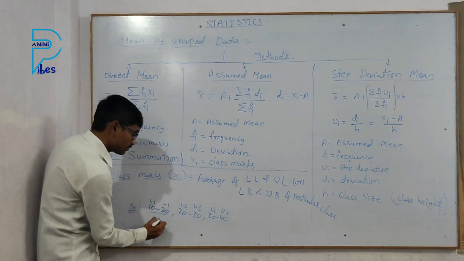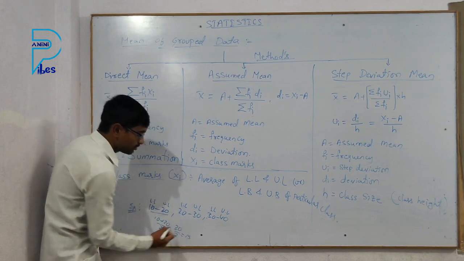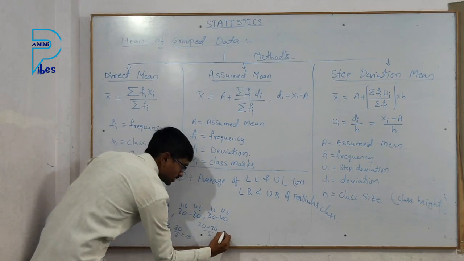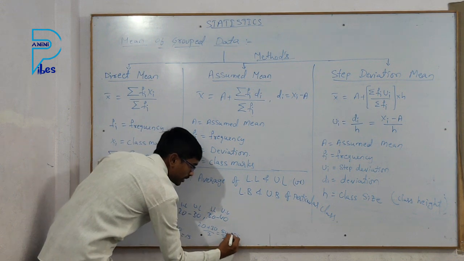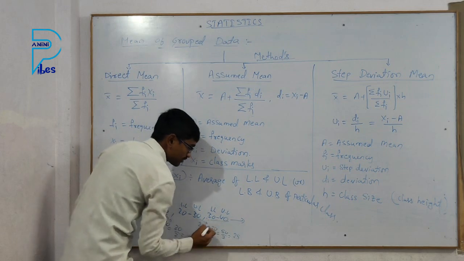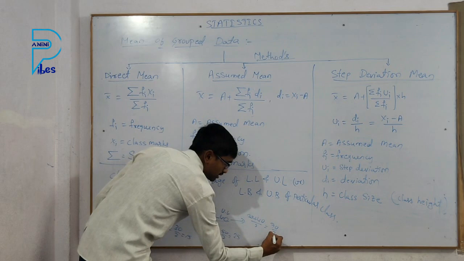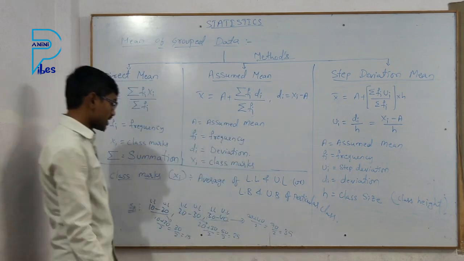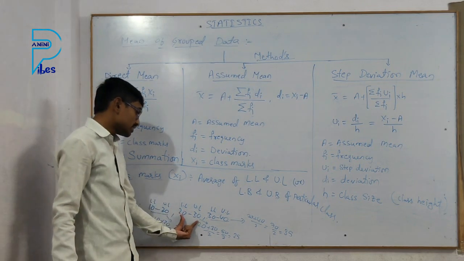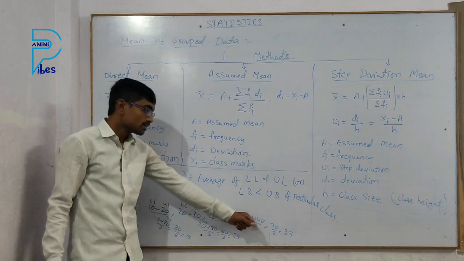So average, 10 plus 20 divided by 2. So 30 divided by 2, I will be getting 15. Here 20 plus 30 divided by 2, that is 50 divided by 2. So I will get 25. And for this I am getting 30 plus 40 divided by 2, that is 70 divided by 2, that is equal to 35. So the average of 10 and 20 is 15, and the average of 20 and 30 is 25, and the average of 30 and 40 is 35.